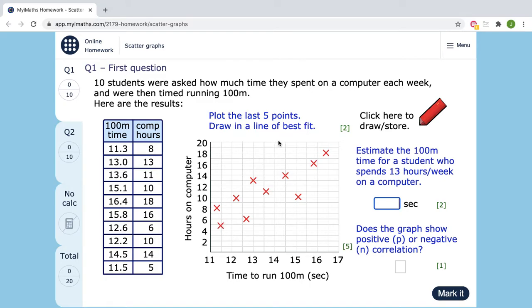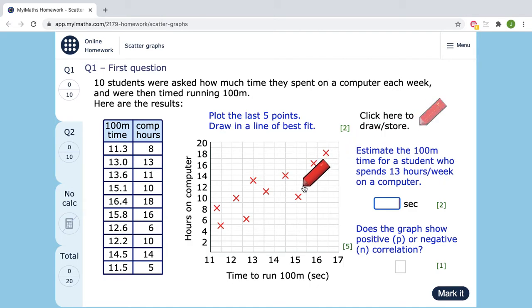Then it says draw in a line of best fit. So a straight line that kind of fits the pattern of those points. Now, strictly speaking, a line of best fit should go through the mean average point. So if you work out the mean average of all of the times in seconds and all of the times in hours, that gives you the average point. And the line of best fit should, strictly speaking, go through the mean average point of the two data sets. So the mean average is when you add them all up and divide by how many there are, so it should go through that average point.